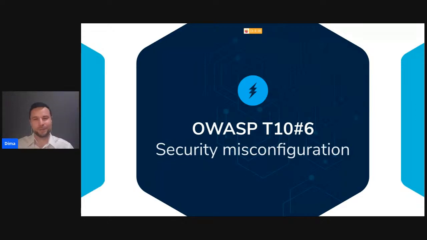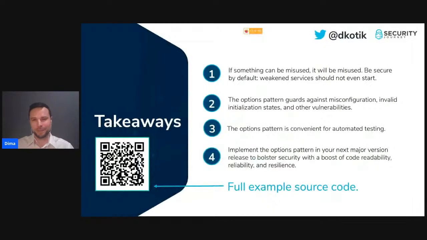Options pattern is great. So let's sum up what we learned today. First, if something can be misused, it will be misused. That's just a matter of time, right? It's just team dynamics and the complexity that we're dealing with. Cloud, right? Anything that goes to the cloud, if it can be misused, it will be misused. It will just fall over one time.